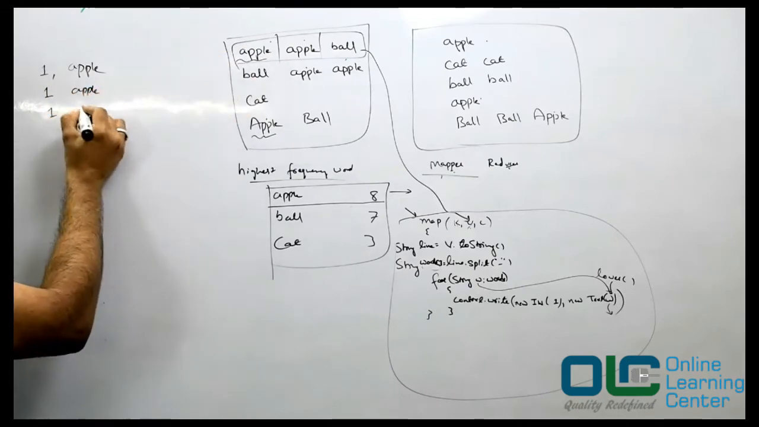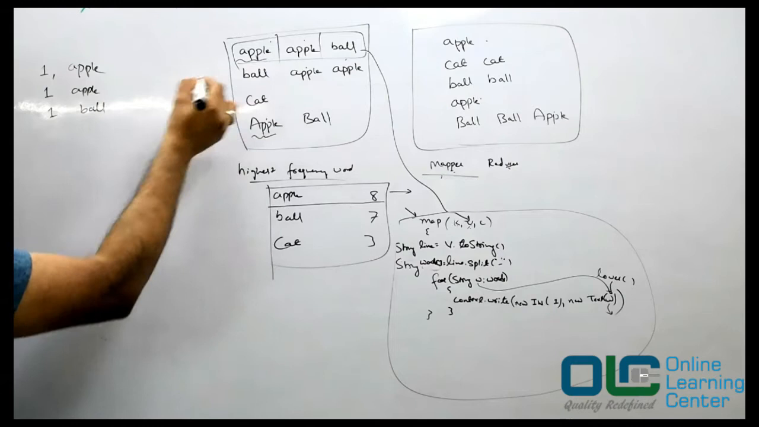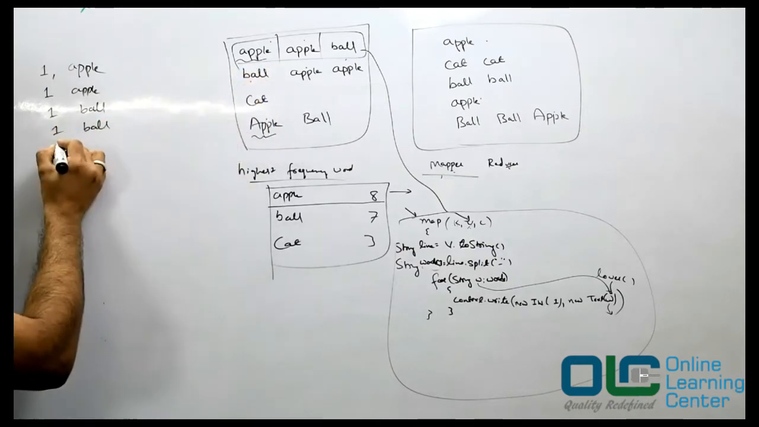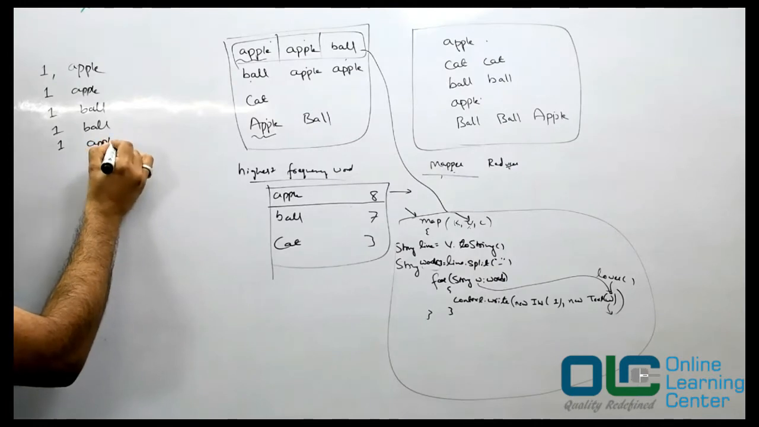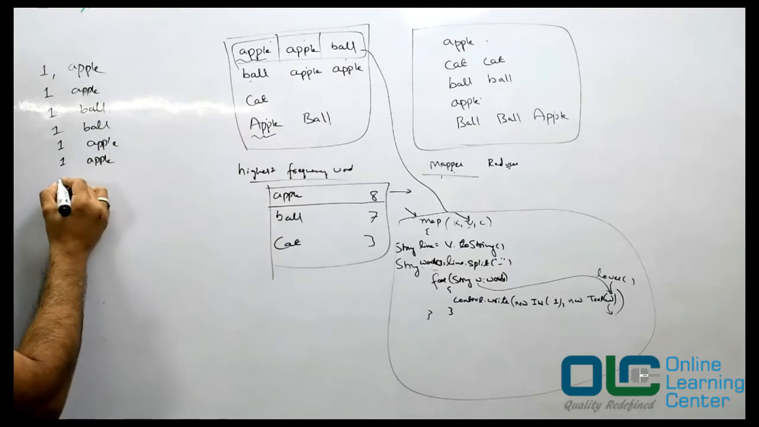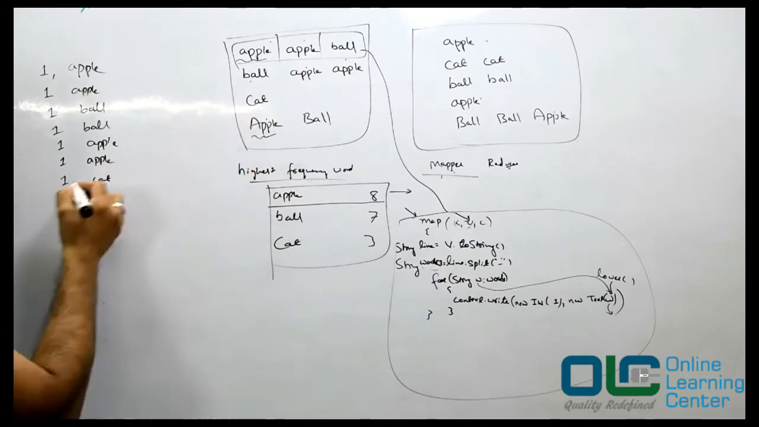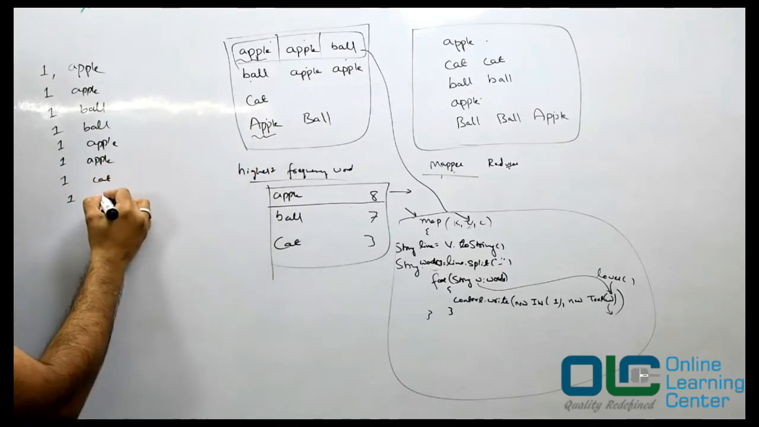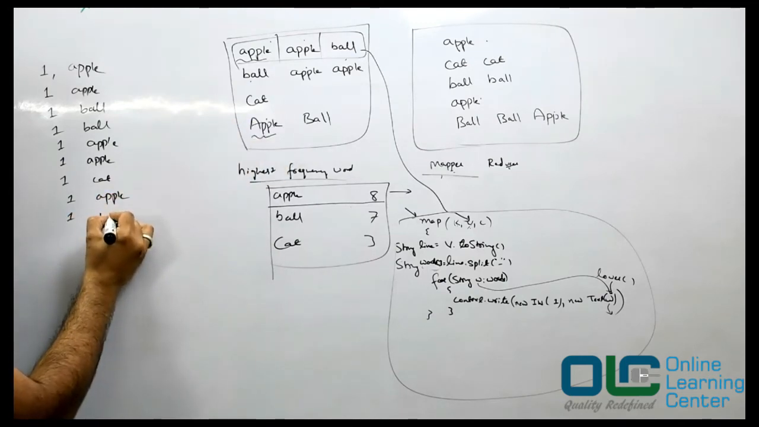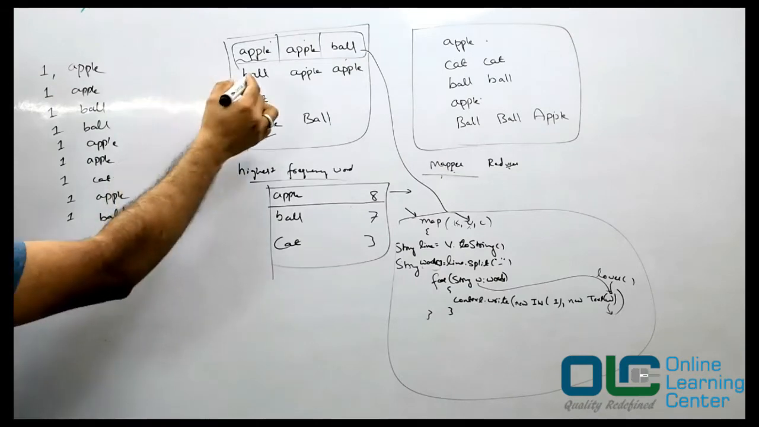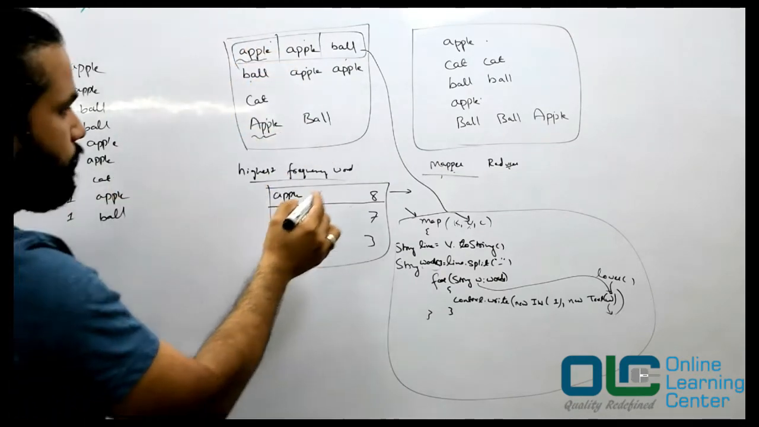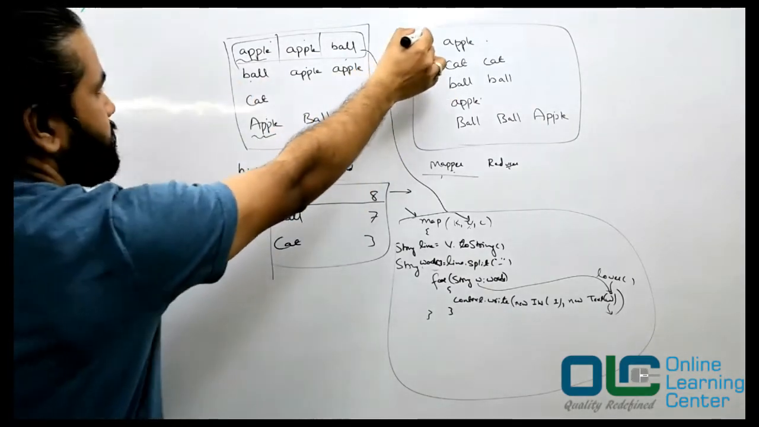Again, you'll get 1, you'll get ball. Again, you'll get 1, you'll get ball. This one, now you'll get apple, apple, 1, apple, 1, apple, done. Again, you'll get 1 cat. You'll get 1, you'll get small apple because you've converted that. Okay, you'll get 1, you'll get ball. So this is what you're going to get for this whole data set. Done.